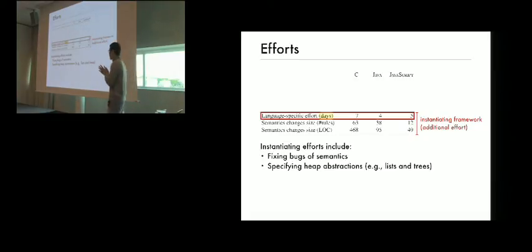This is the effort to instantiate our framework. It took several days, which included fixing some bugs in the semantics. Also, we had to specify heap abstractions for each language. For lists and trees, we don't know how they are actually realized in each language's memory model, so we had to specify how these abstractions are realized in the concrete program state. That's all we had to do to instantiate our framework.